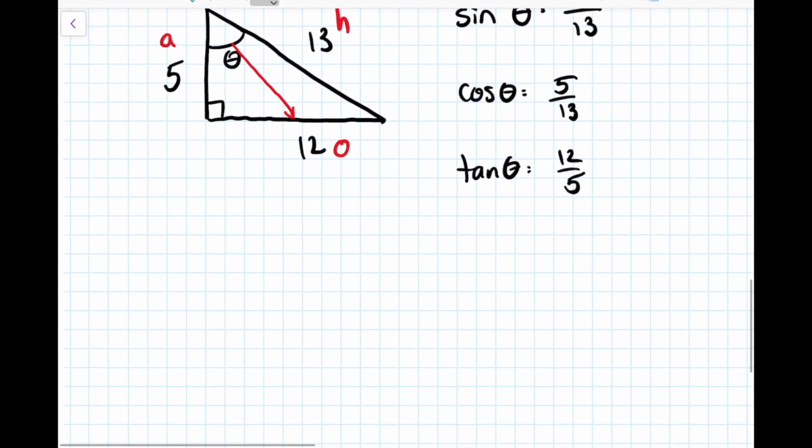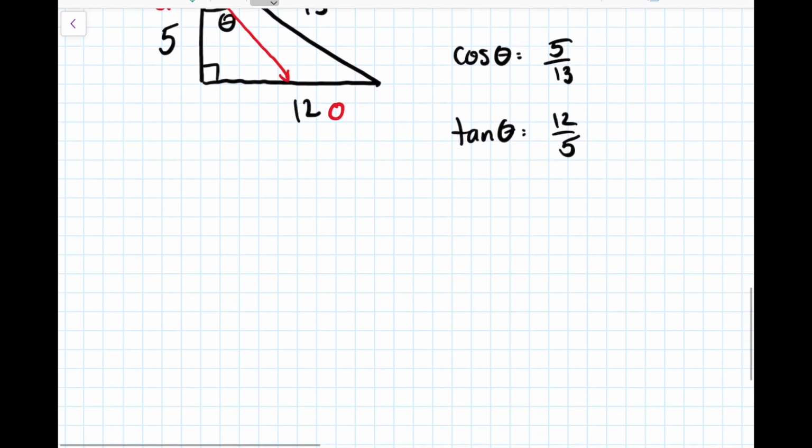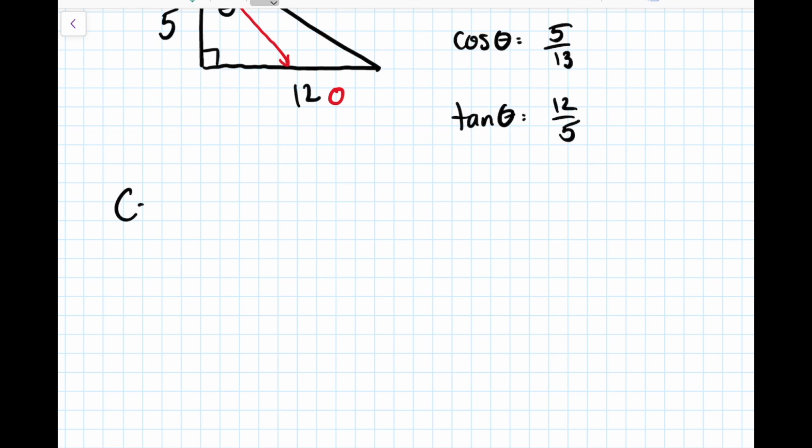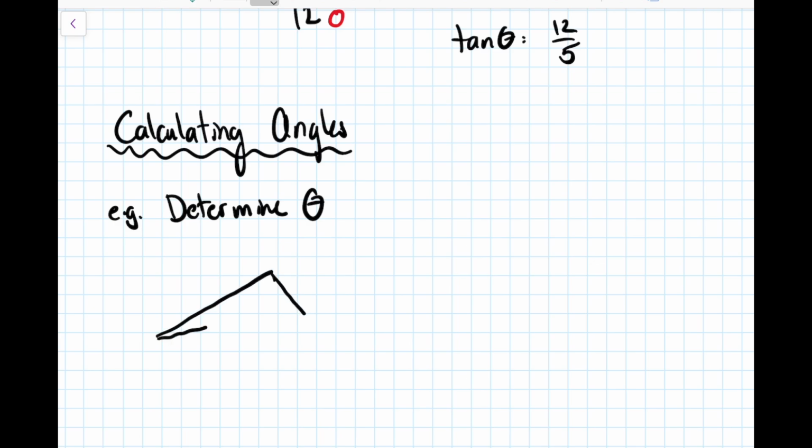But the main thing we actually want to know about is calculating angles and sides. So the ratios are useful, but typically are just a stepping stone along the way to something else. So let's see how we can calculate some angles to start. Let's say we had this triangle, and we were asked to determine theta.